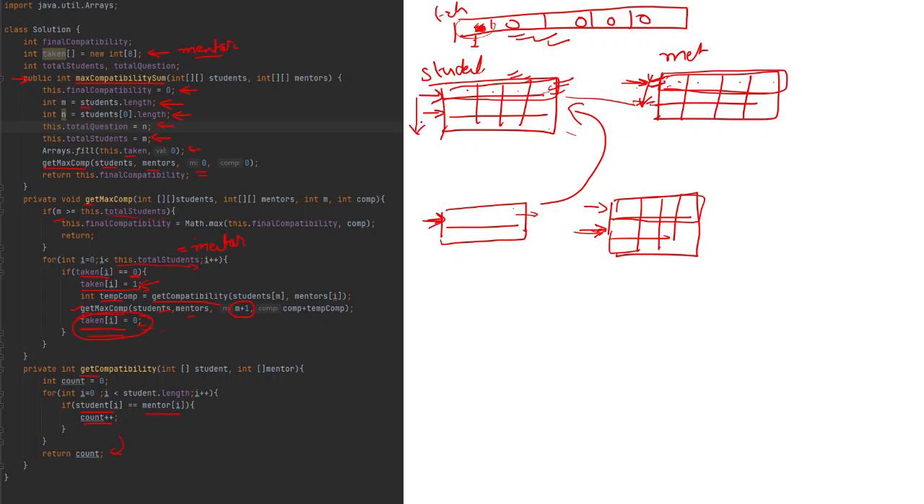For each of these cases, whenever we reach the end of the students, that is, m equals the total number of students, we take the final compatibility and do the max with the compatibility we have finally reached. Initially we have taken it as 0. Each time we call get max compatibility, we add the compatibility for the current student and the current mentor we have chosen, pass it into the function and call the next one. In this way we get the final compatibility, return it, and this will be our final answer.